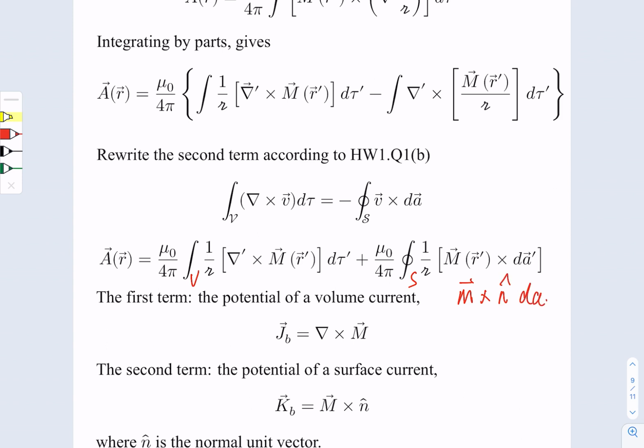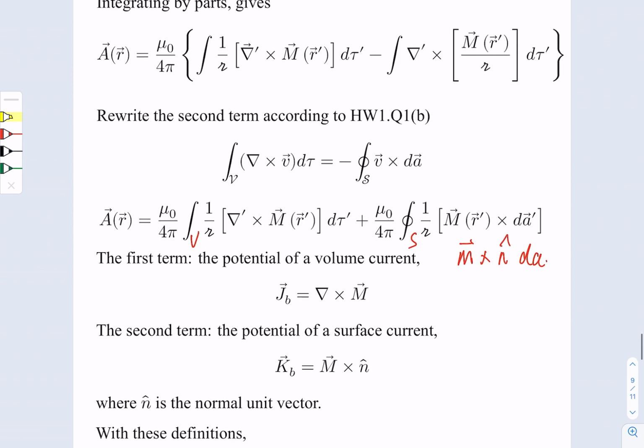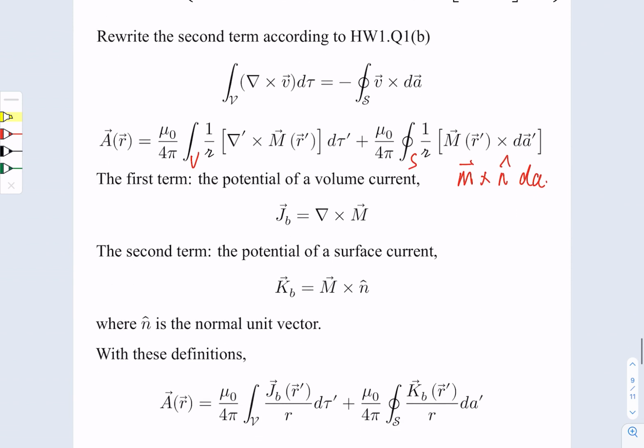If we compare this expression with the expression of the vector potential for a surface current, then we see that this M cross n has to be a surface current K, and so this gives us our final expression for the vector potential.